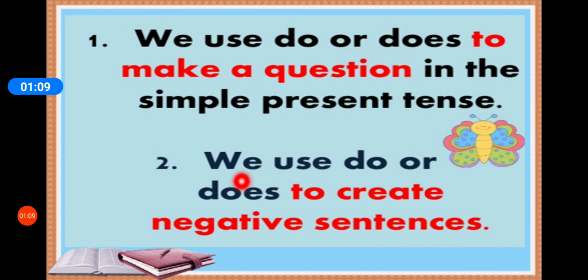Also, we use do or does to create negative sentences. Now, what are these negative sentences? Negative sentences means when we are saying no to something. Right? We'll learn more about it. Let's get going.